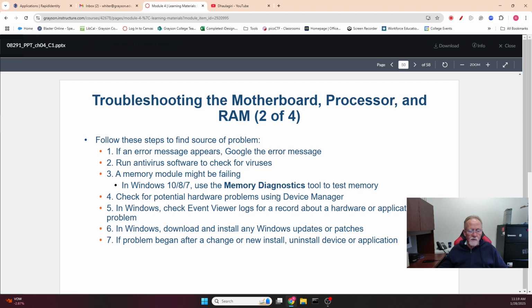Check for potential hardware problems using Device Manager. You need to open up the Device Manager, and if there's a little yellow exclamation point by the icon that represents whatever thing you're checking on, that means it has a problem. Either the drivers are bad or there's some kind of hardware problem. Event Viewer is your friend. It has logs for every single thing that your computer does. Download and install any updates or patches, and if the problem began after a change, then roll the change back. Uninstall the device or roll the update back.